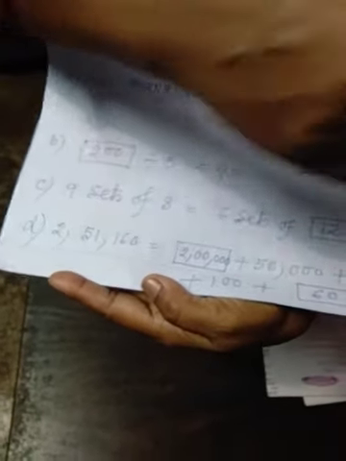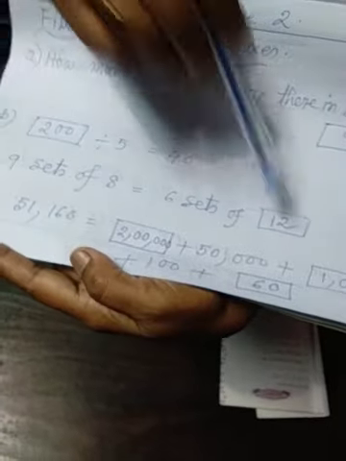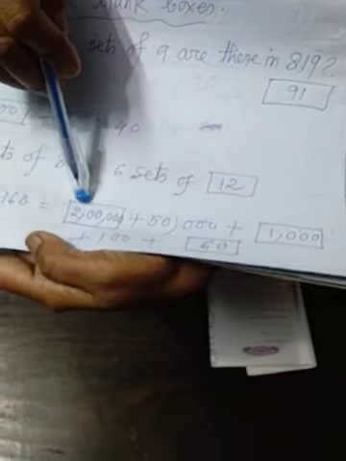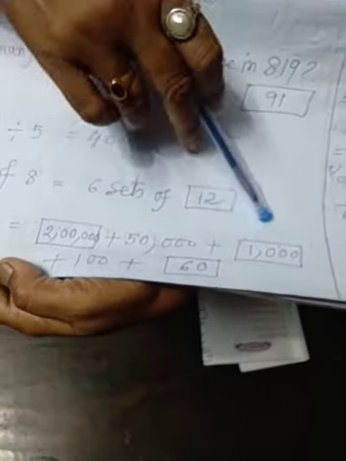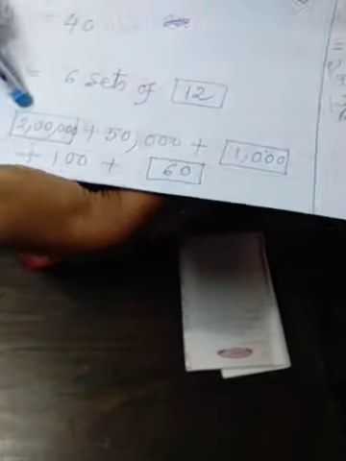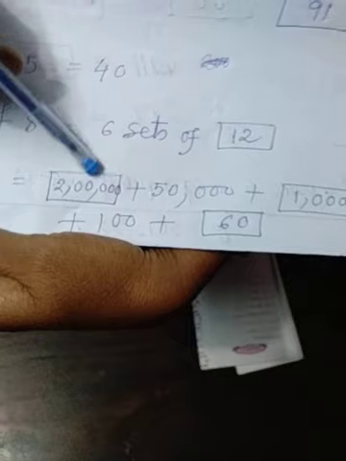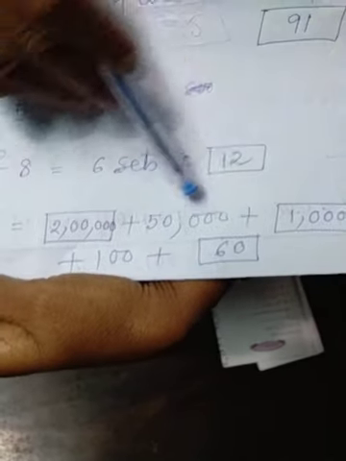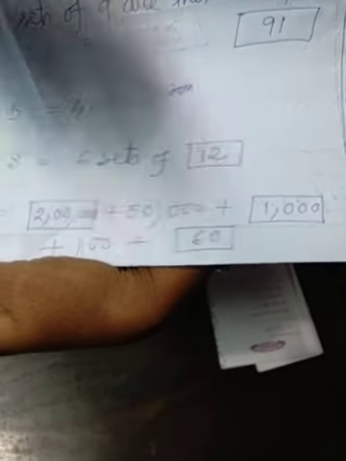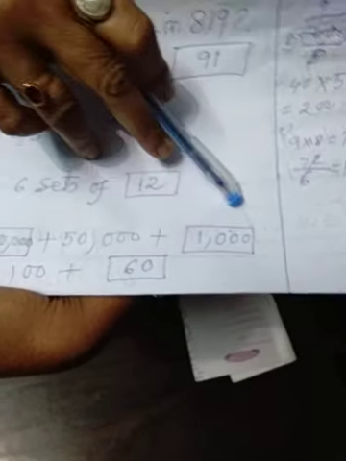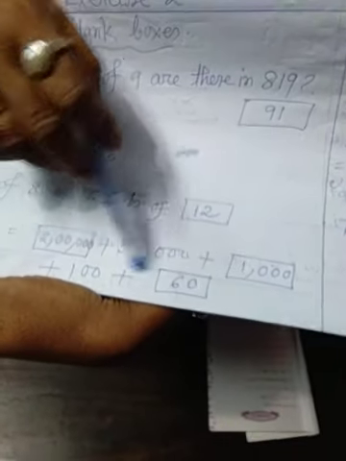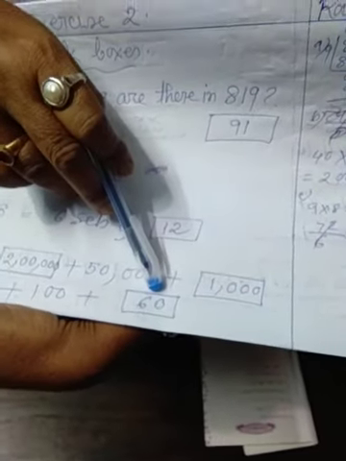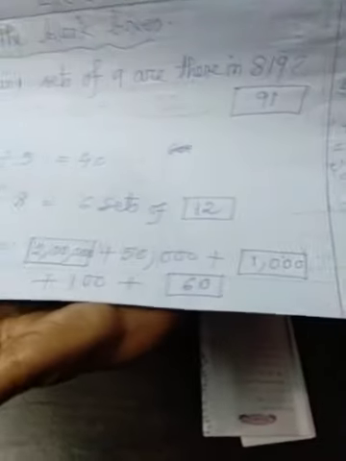2,51,160. Expanded form. You should fill up the blanks. Box plus 50,000 plus box plus 100 plus box. So 2 lakh plus 50,000 plus 1,000 plus 100 plus 6 tens, that is 60. Okay.